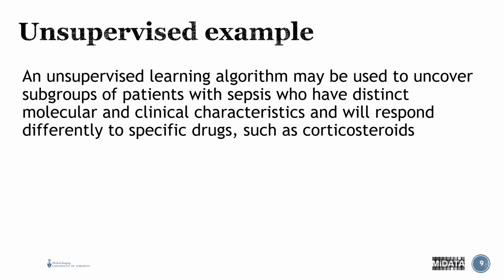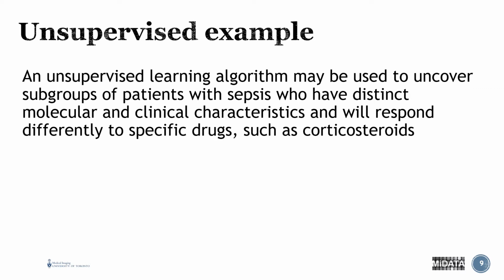For example, an unsupervised learning algorithm could be used to uncover subgroups of patients with sepsis who have distinct molecular and clinical characteristics and will respond differently to specific drugs, such as corticosteroids, which is, in a way, a little bit of a controversial treatment for sepsis, where there are some studies that indicate that the use of corticosteroids will reduce the risk of death, and other studies that show the opposite.